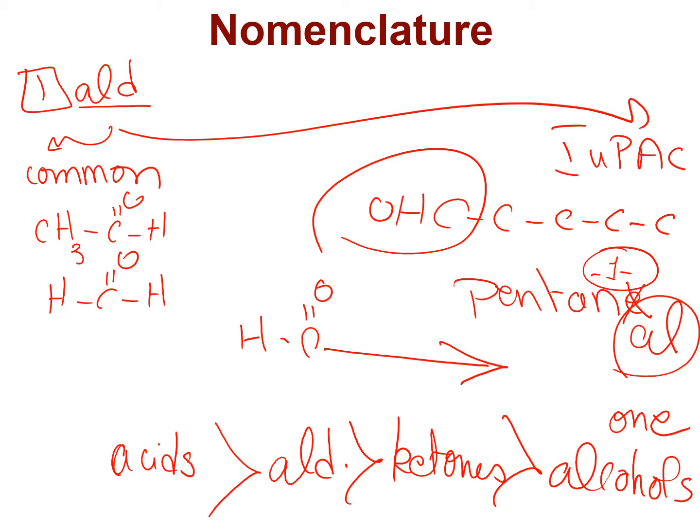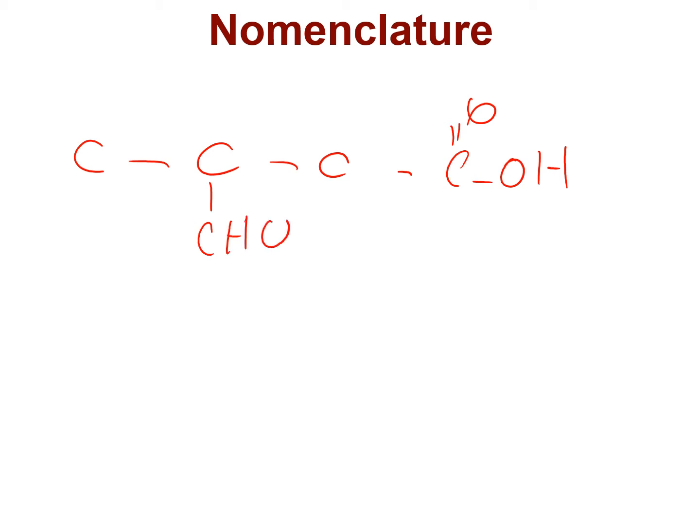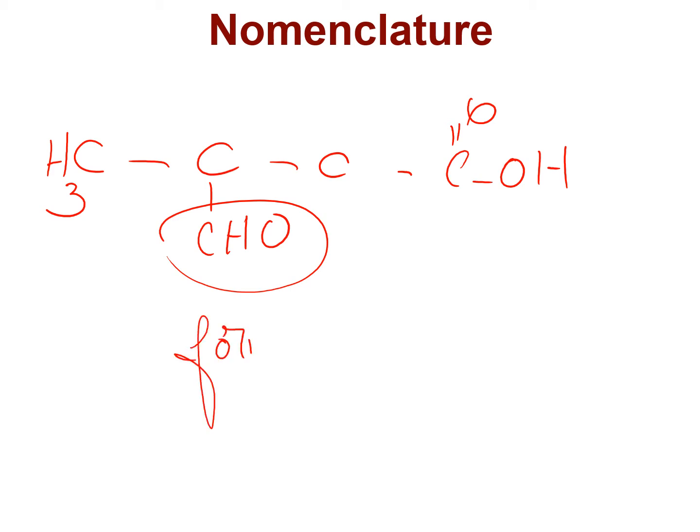They come at carbon number 1. Suppose that your aldehyde is not the highest priority functional group. For example, you have an acid on your chain, and then you have an aldehyde as a substituent. In this case, the aldehyde group is considered as a substituent, and it's going to be named formyl.